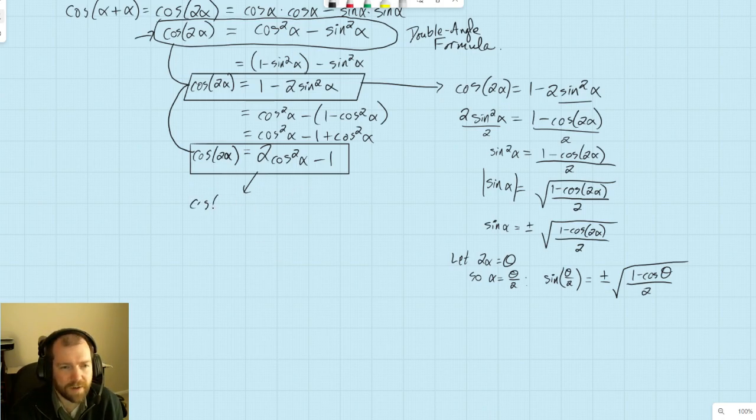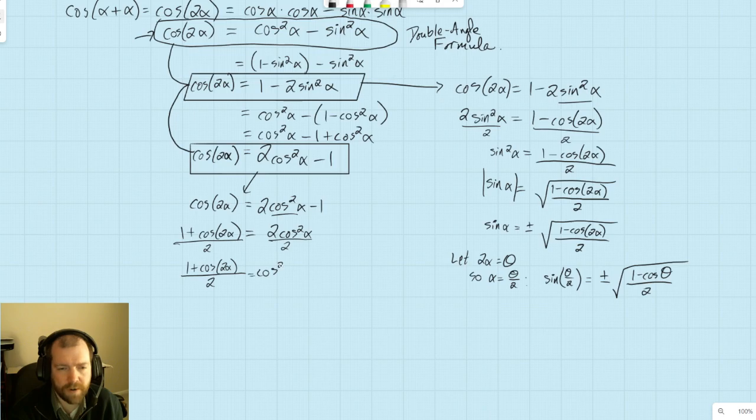So cosine of 2 alpha is equal to 2 cosine squared alpha minus 1. Okay, solve for the cosine of alpha that's there. So add 1 to both sides. 1 plus cosine of 2 alpha equals 2 cosine squared alpha. Okay, divide by 2. 1 plus cosine of 2 alpha all over 2 is equal to the cosine squared of alpha.